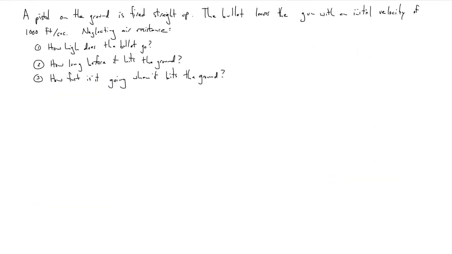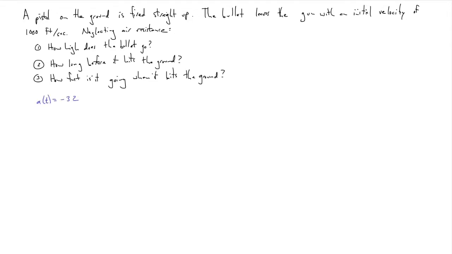Okay, for the second in our series of bad idea experiments, we have a pistol on the ground that is fired straight up. The bullet leaves the gun with an initial velocity of 1,000 feet per second. Neglecting air resistance, we're going to answer these 3 questions. How high does the bullet go? How long before it hits the ground? And how fast is it going when it hits the ground?